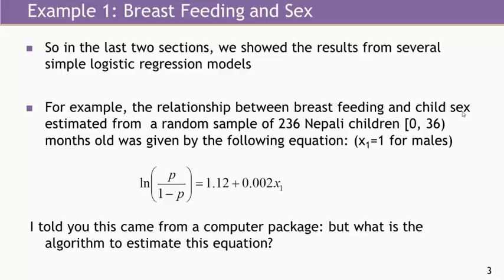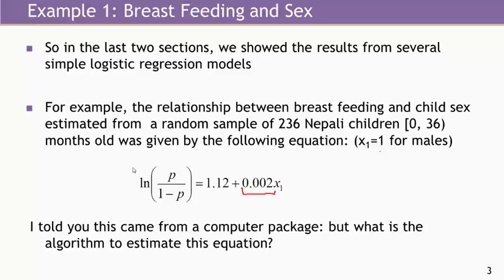So in the last two sections, we showed the results from several simple logistic regression models. For example, the relationship between breastfeeding and child sex, estimated from a random sample of 236 Nepalese children between 0 and 36 months old, was given by the following equation. x1 is a 1 for males and 0 for females. And we saw a very slight increase in the log odds, and hence odds ratio, of being breastfed for males relative to females. But how is this estimated?